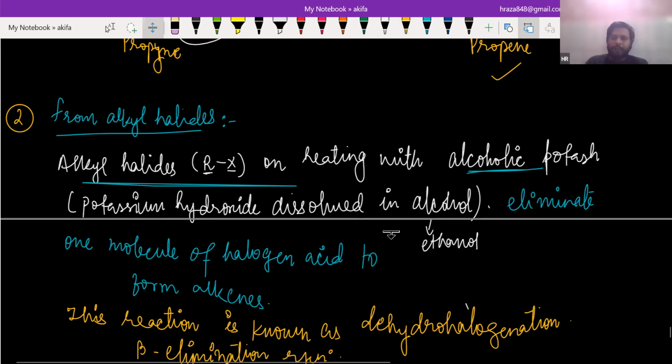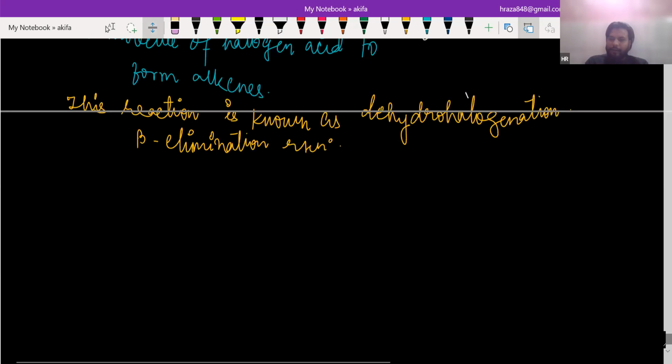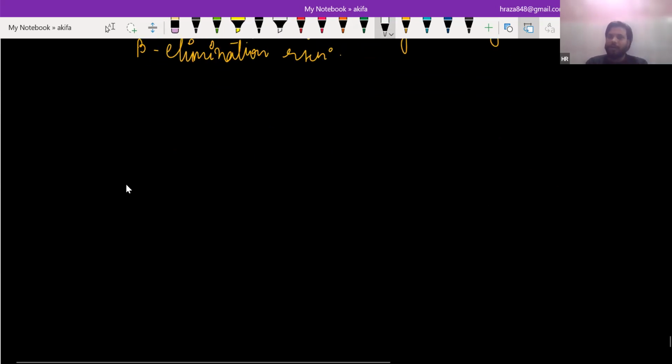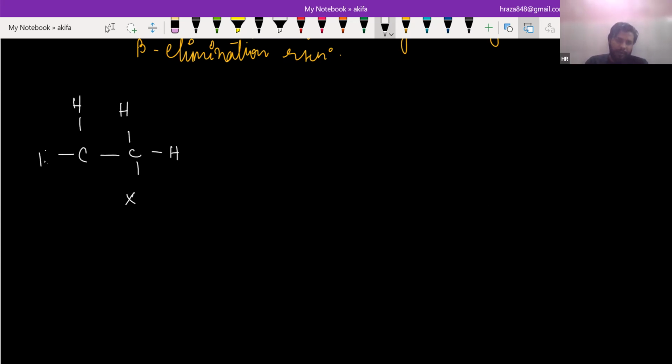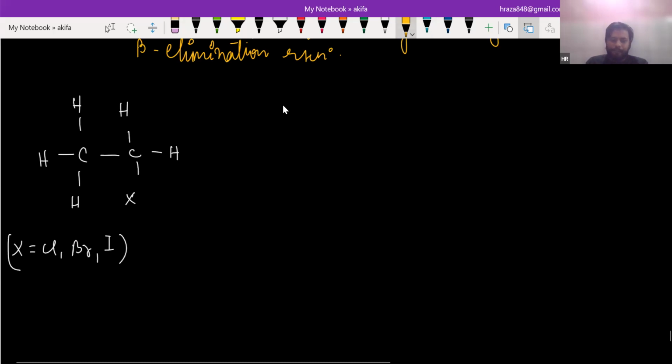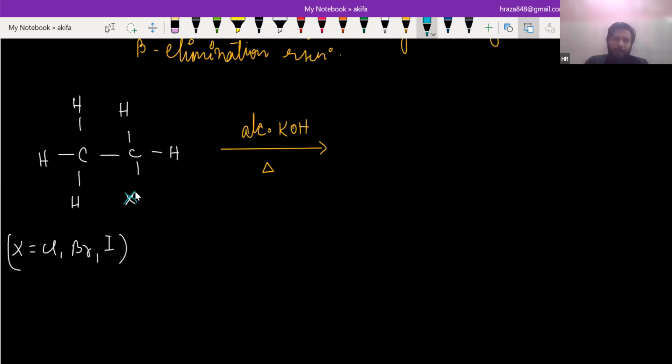So just see here. If you take alkyl halide, what happens when we treat it with alcoholic potassium hydroxide? I'm going to take this: X represents halogen, and X is chlorine, bromine or iodine, not fluorine. If you treat it with alcoholic KOH and heat it, then from here, the carbon which is attached to X, that halogen, is known as alpha carbon. Are you getting my point? And the carbon attached to the alpha carbon is known as beta carbon.